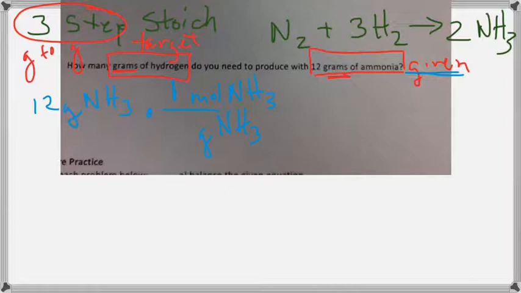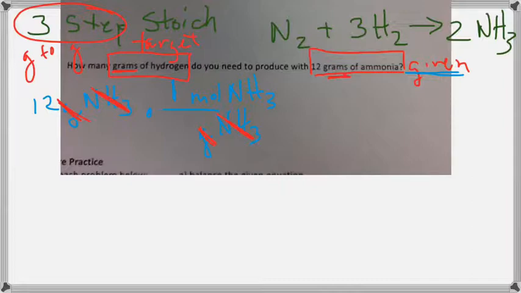Now, what this has done is I have 12 grams of ammonia times, and then when I divide by grams of ammonia, that's actually going to cancel these out. So these grams are going to cancel out, and these ammonias will cancel out. So now my units are actually moles of ammonia. Okay. The next thing we need to do is we need a number for that spot.